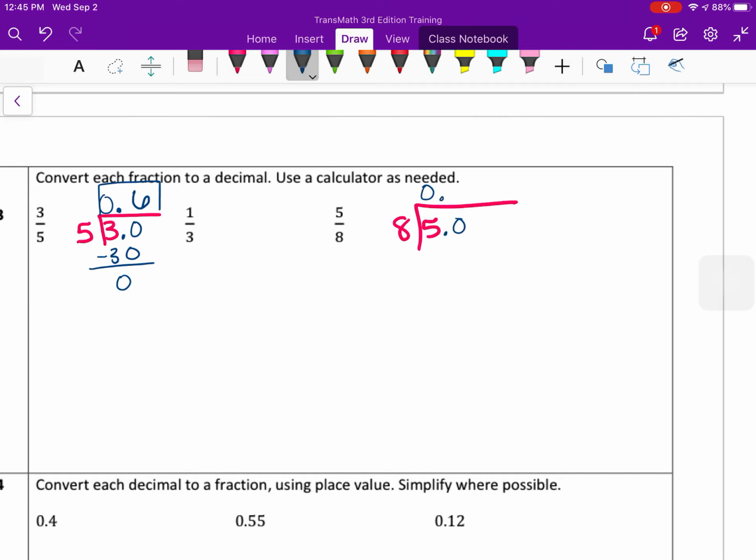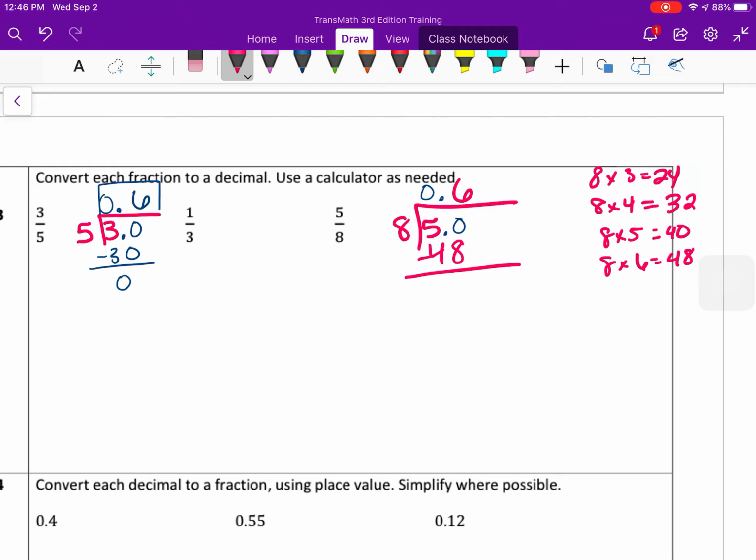8 does not fit into 5. Add a decimal and a 0. 8 goes into 50. Well, 8 times 3 is 24, 8 times 4 is 32, 8 times 5 is 40, 8 times 6 is 48. So it fits in there 6 times.